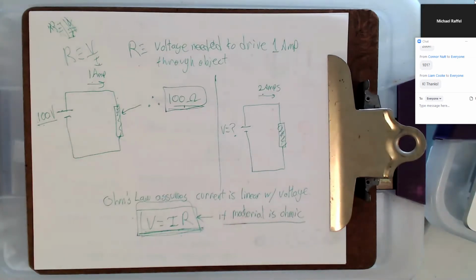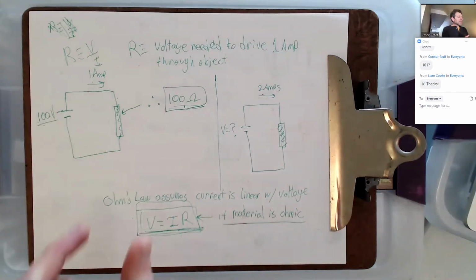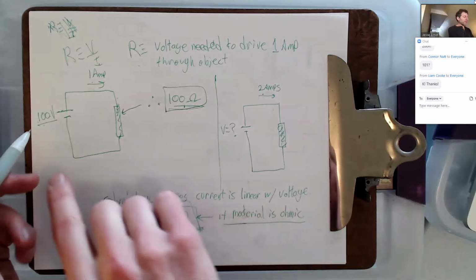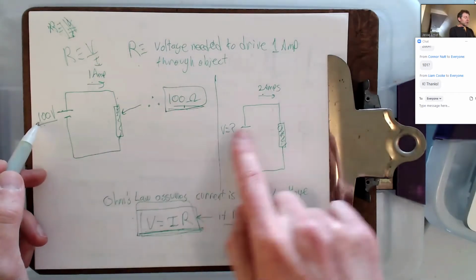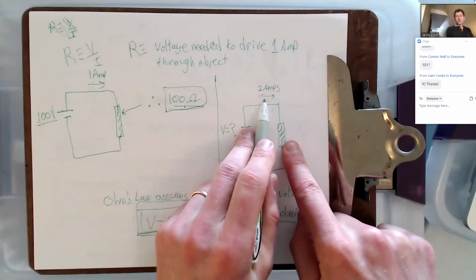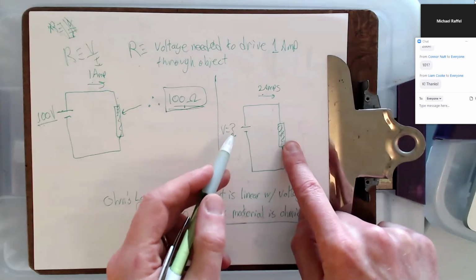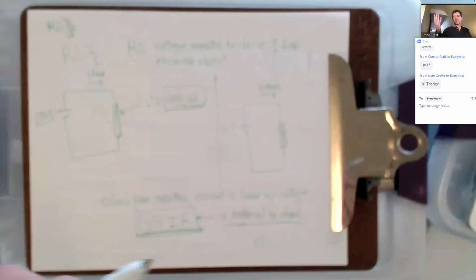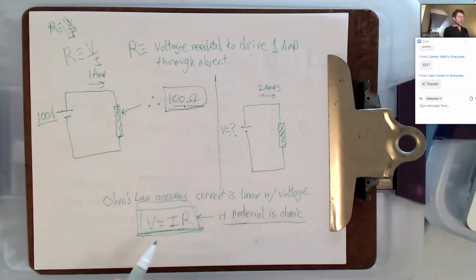It's just that some materials are not ohmic. Materials generally tend to be ohmic over some range of voltages, so it'll work for a while. If you did put 200 volts across this object, you probably would get 2 amps. But I'm not sure that if you put 1,000 volts across it, you'd get 10 amps, maybe, or with 10,000 volts, you'd get 100. I don't know. At some point, it's going to stop working.